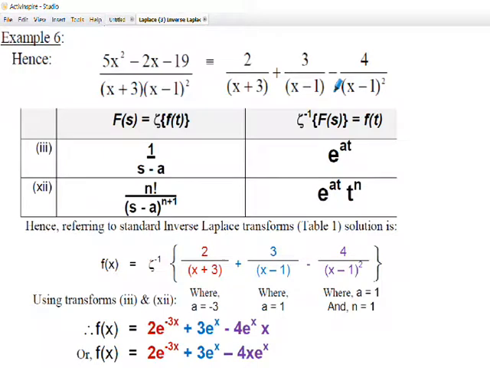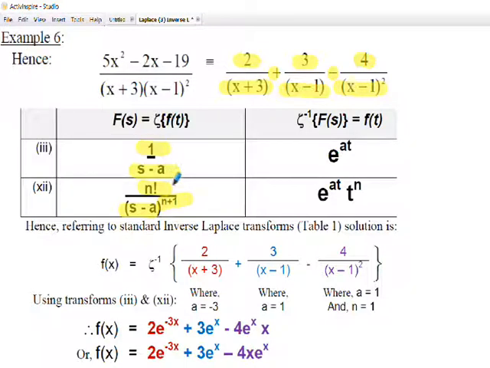We're now at the stage where we can find the inverse Laplace transforms of our partial fractions. So I've got 2 upon x plus 3 for my first partial fraction, plus 3 upon x minus 1 for my second one. Now if I look in my inverse Laplace transform tables, that follows the pattern of 1 upon s minus a. So I think I can use that for the first 2 partial fractions. Looking at my third partial fraction, I get minus 4 upon x minus 1 all squared. From my inverse Laplace transform tables, that fits n factorial over s minus a to the n plus 1.